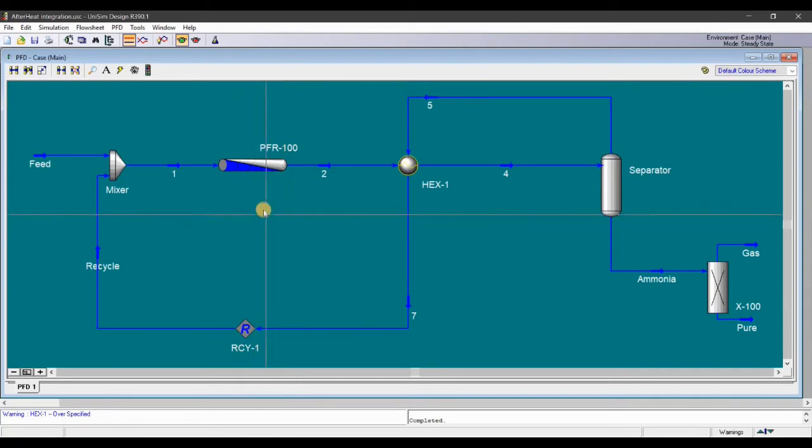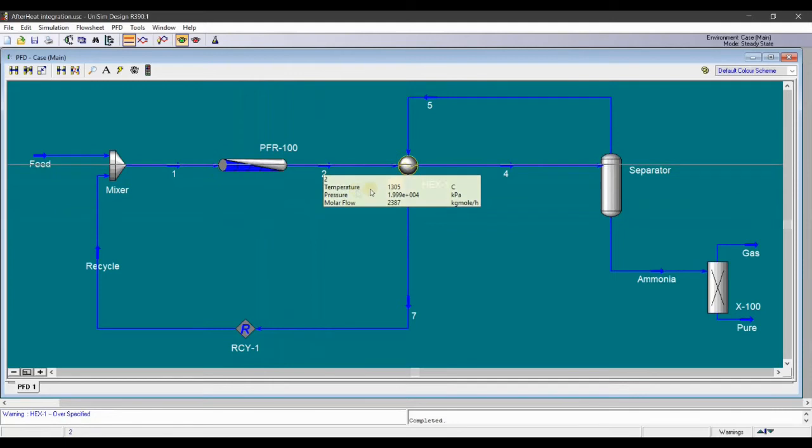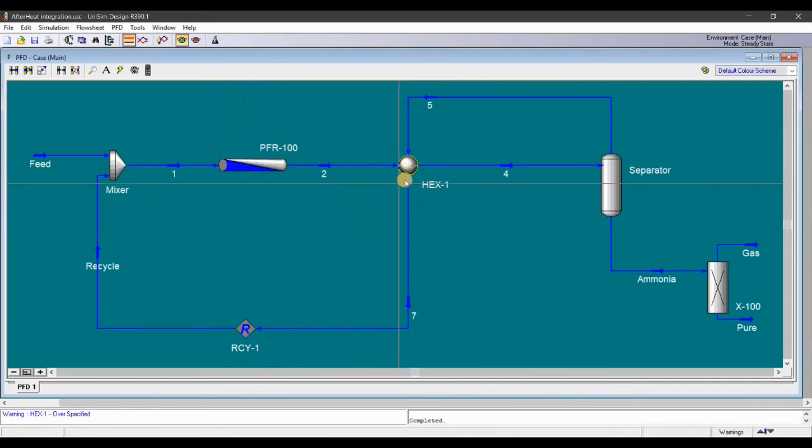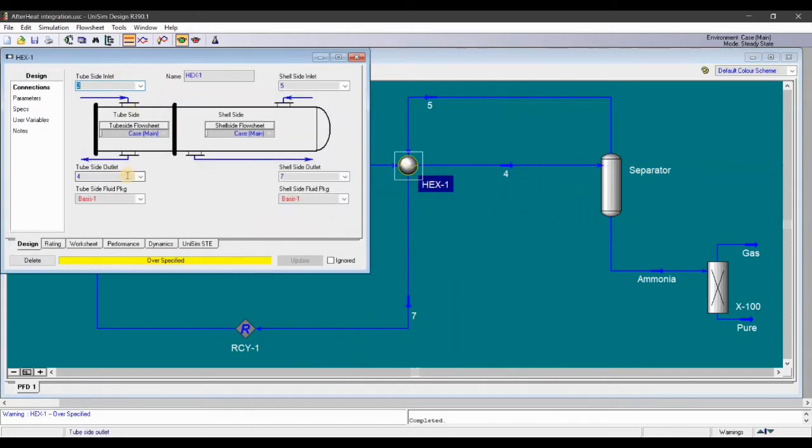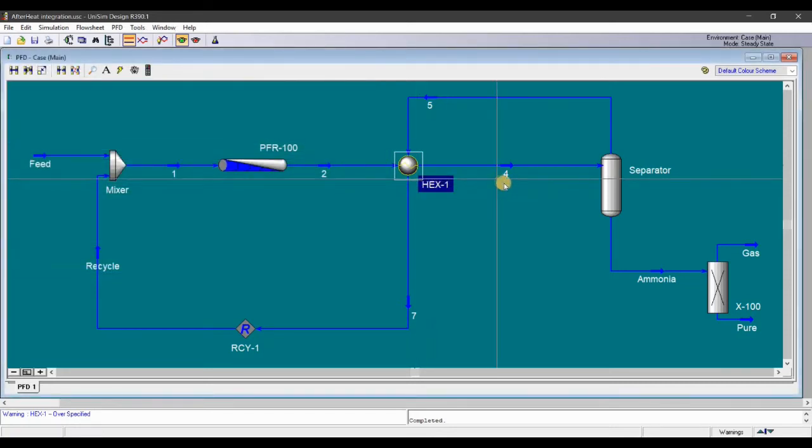In the simulation environment, after the PFR is the heat exchanger. In it, the material which should be cooled will flow in the horizontal line, from the tube side inlet to the tube side outlet. The material which should be heated will flow from the shell side inlet to the shell side outlet. This way we can simultaneously heat and cool the process.